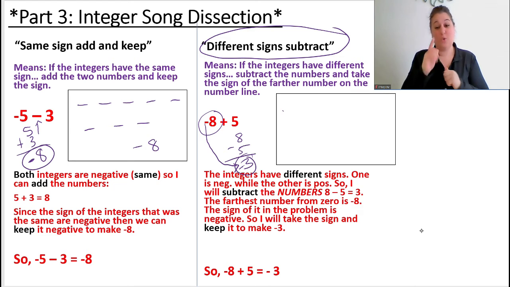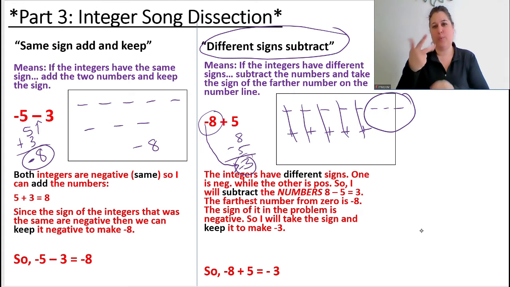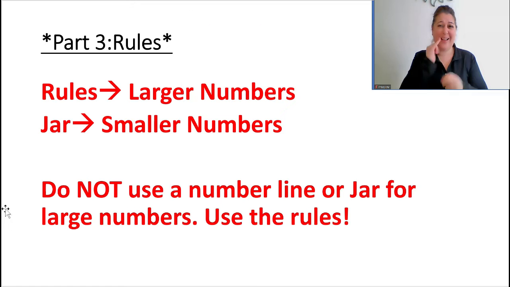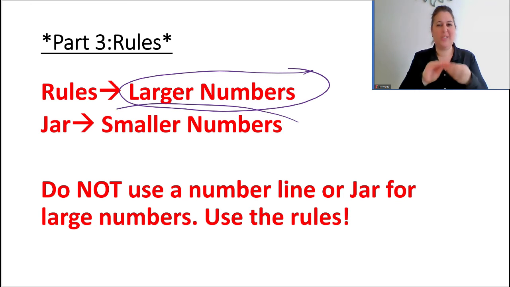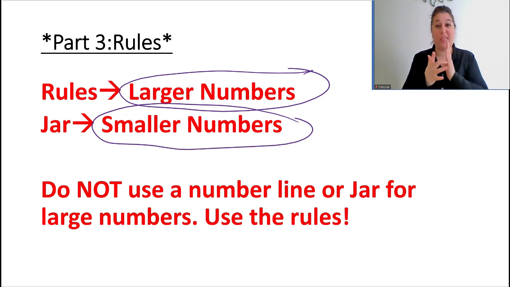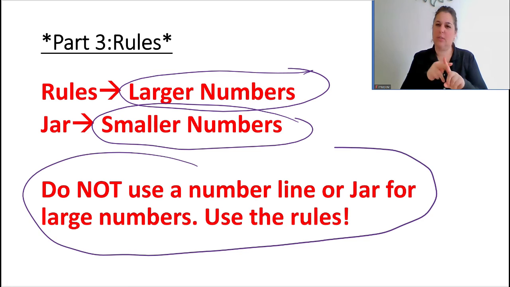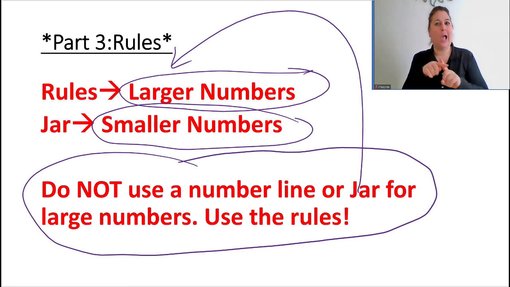Let's prove that with the jar since these numbers are small. 1, 2, 3, 4, 5, 6, 7, 8. 5 positives. Cancel, cancel, cancel, cancel, cancel. My answer is 3 negatives. So the rules work. You're going to want to use the rules for large numbers. Use a jar for small numbers. Do not use a number line or jar for large numbers. Please use the rules. Think of the song.